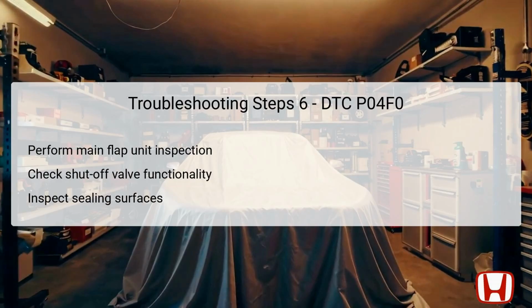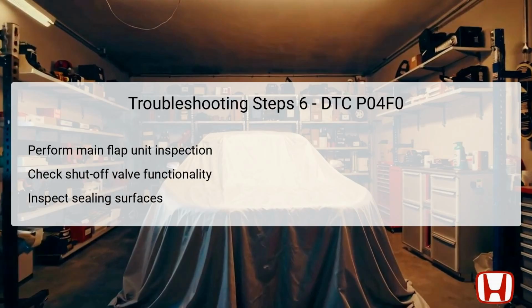At this stage, attention shifts to the main flap unit inspection, which oversees the flow of vapors into the intake. Start by ensuring the shutoff valve is completely closed and devoid of any obstructions. Inspecting the sealing surfaces between the shutoff valve and corresponding fixtures is crucial. Damaged or missing seals can lead to vapor leaks. Functional testing of the shutoff valve's operation can illuminate any underlying issues.